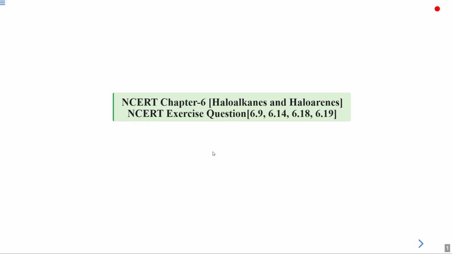So, today we are going to discuss the NCERT exercise questions from our chapter Haloalkanes and Haloarenes. So, let's begin today's topic, NCERT chapter 6 Haloalkanes and Haloarenes. NCERT exercise questions 6.9, 6.14, 6.18 and 6.19. These are the specific questions we have chosen today because they cover the major concepts from this chapter.